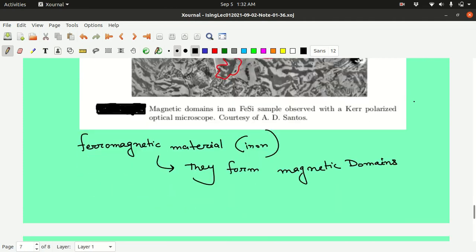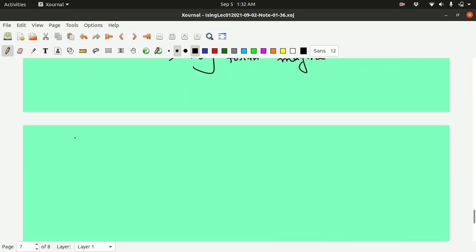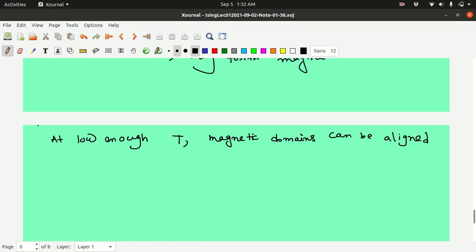But at low enough temperature T, magnetic domains can be aligned by an external magnetic field.